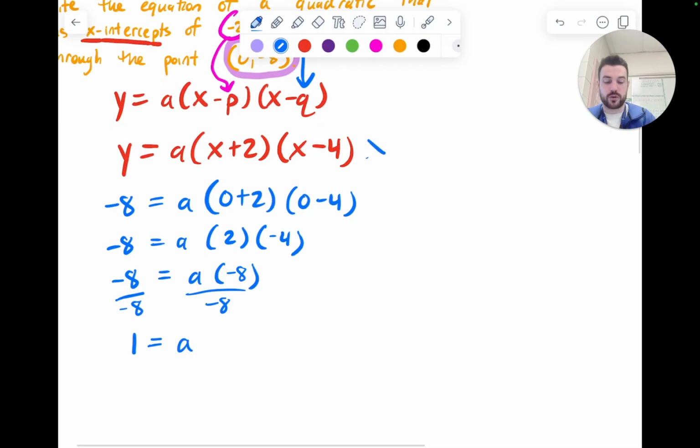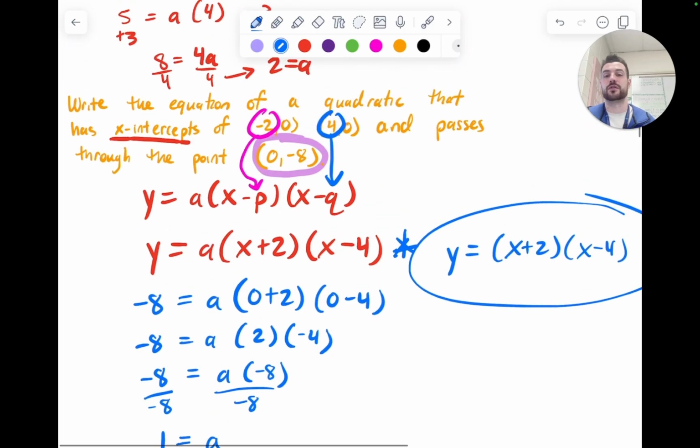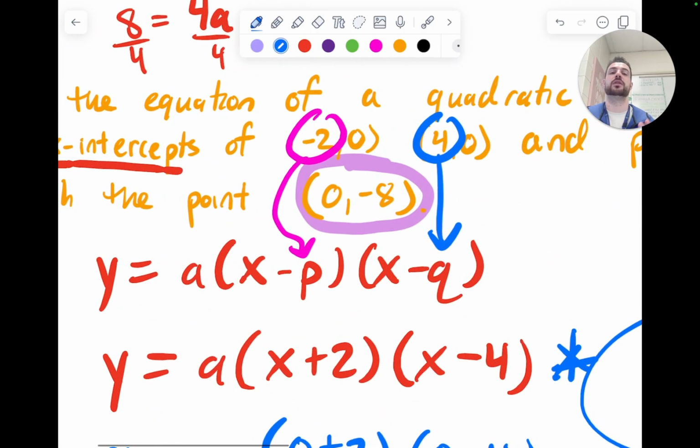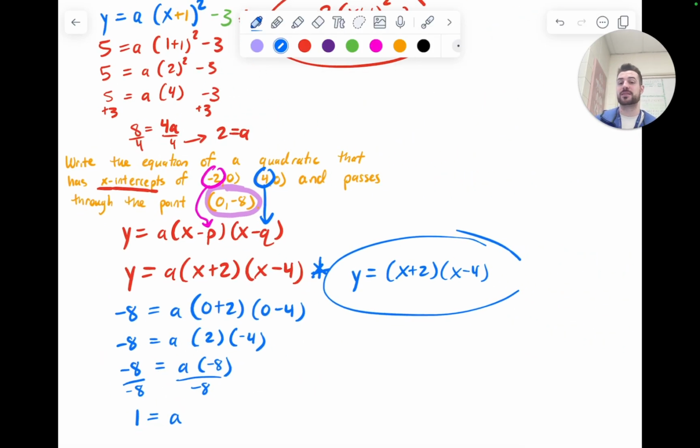So we're going back to what we had here before, but now I plug in an a value of 1. I don't really need to write the 1, but we can if we want. And this is my equation in intercept form. This is the equation of a quadratic that passes through the x-intercepts -2 and 4, and has a point of 0, -8. Okay, it's essentially as simple as these problems get, as challenging as these problems get. They all should be very similar to this.